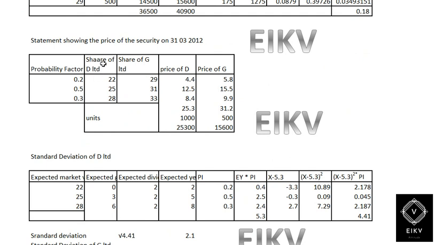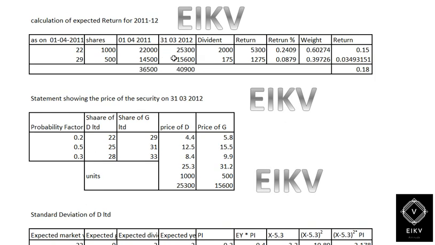When we multiply the share price of D Limited with the probability, we get a total of 25.3, and when we multiply the probability with the share price of G Limited, we get a total of 31.2 per share as market price. So these are the two expected market prices on 31/3/2012. When we multiply them by the number of shares in hand, we get the total amounts as 25,300 and 15,600. So those amounts would be taken over here as 25,300 and 15,600.